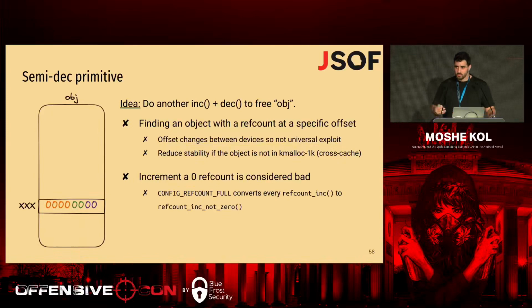And even if we expand the search to more objects that are not in the kmalloc-1k slab, then we risk reducing the stability of the exploit. And the second reason, which is more serious, is that incrementing a ref count when it is 0 is considered a bad operation. So many code flows are guarding against this and using an inc-not-0 operation. And further, on older kernels, there is this CONFIG_REFCOUNT_FULL configuration, which converts every ref count increment to a ref count increment-not-0 operation. So this is likely not going to work.